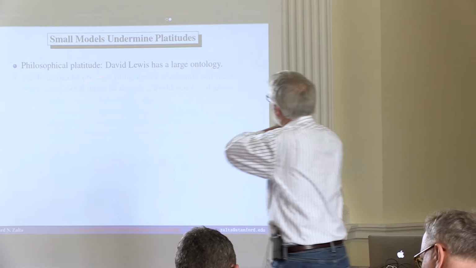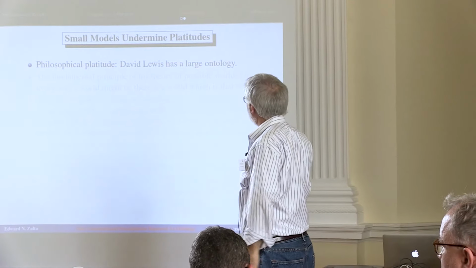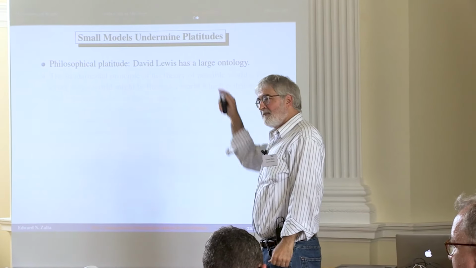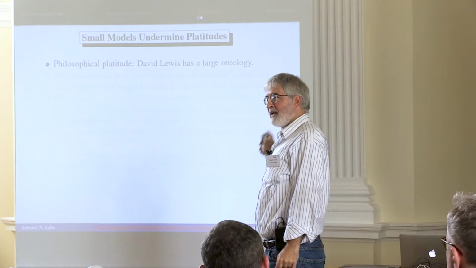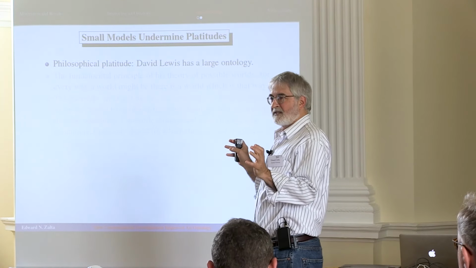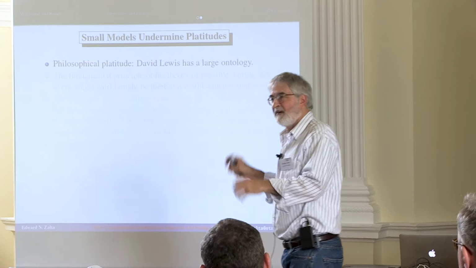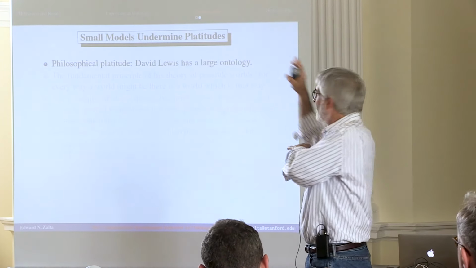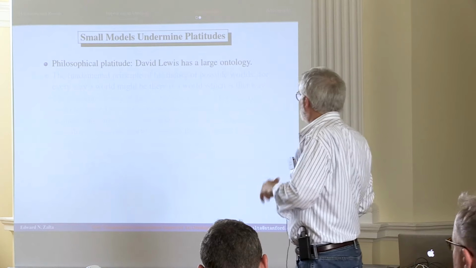But the point is that no matter, these philosophical platitudes are all based on certain applied versions of the theory, but what computational methods show is what the minimal models are of the unapplied versions of your theory. And it won't be the fault of the theory if when you apply it, it grows. You want to look at what the unapplied versions of the theory say.